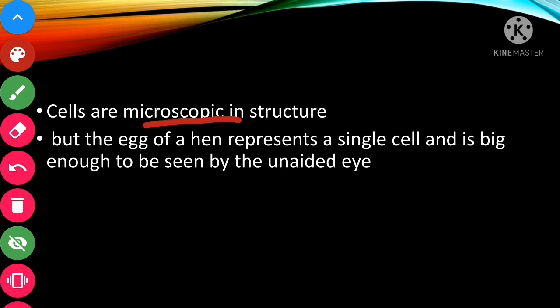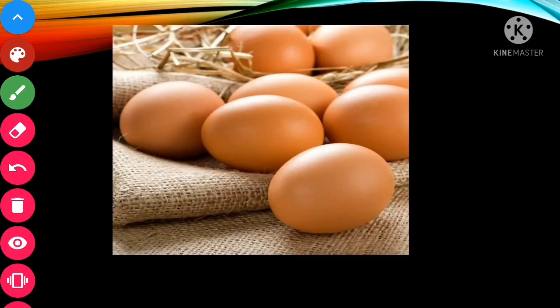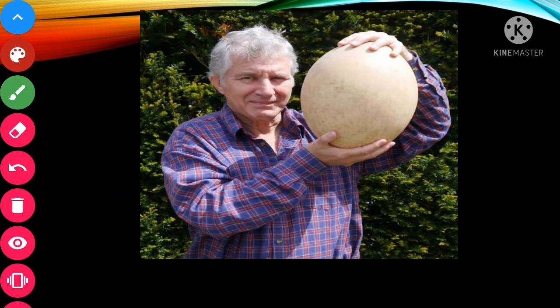Let's see. The egg of a hen represents a single cell and is big enough to be seen by the unaided eye. So the hen's egg is a single cell, but we can see it with our naked eye or unaided eye. Yes, the largest egg or single cell is the ostrich egg.